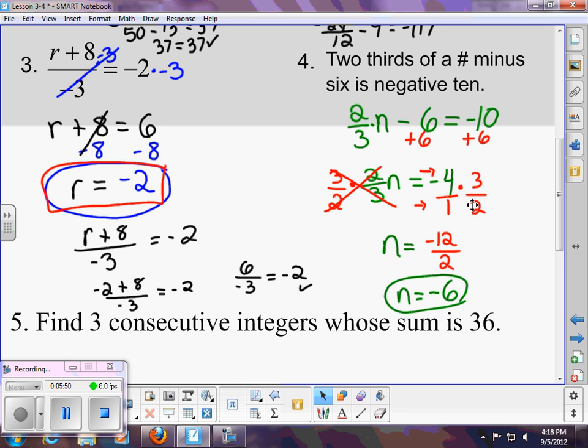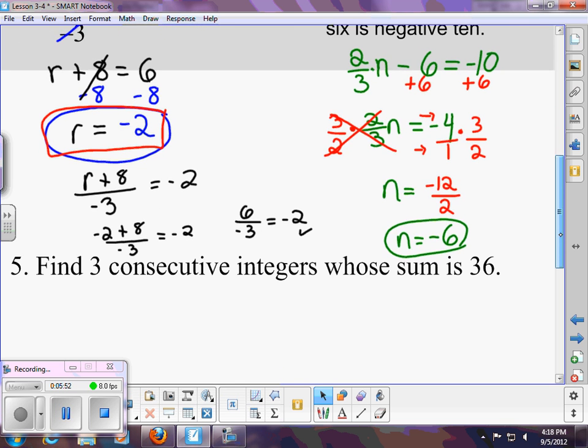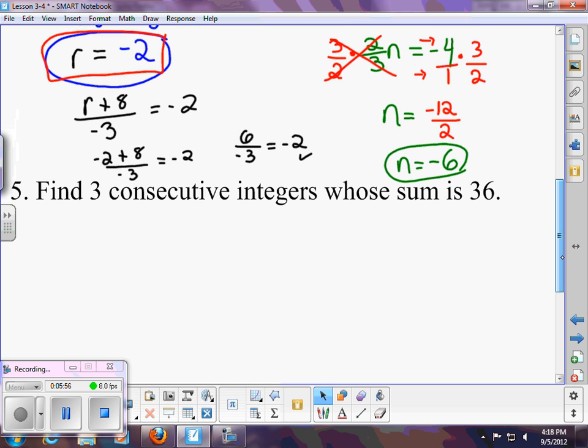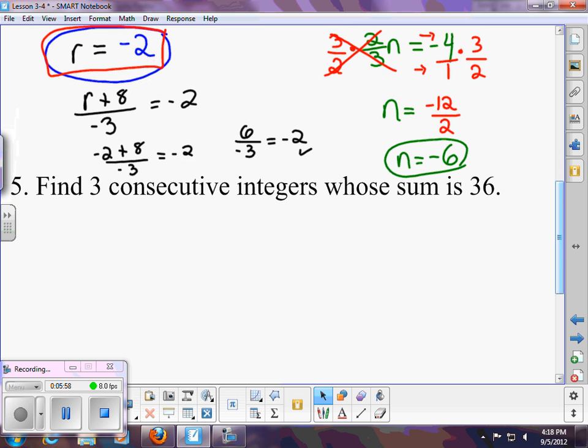Going on to the last two questions. The last two questions are different than the previous. They ask you something very, like I said, different. It's really hard to explain. The problem is, find 3 consecutive integers whose sum is 36. Now we've got to talk about the wording here. Consecutive meaning in a row, like 5, 6, and 7.